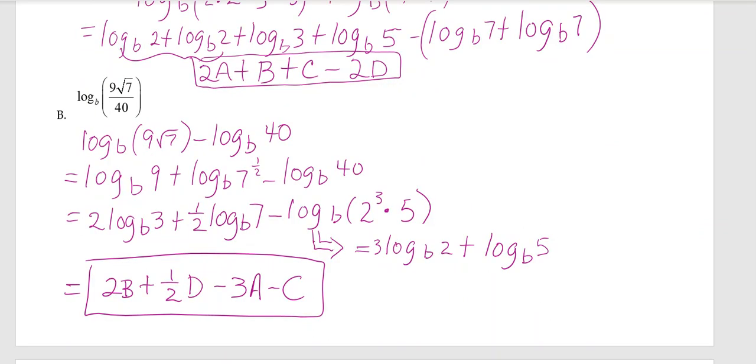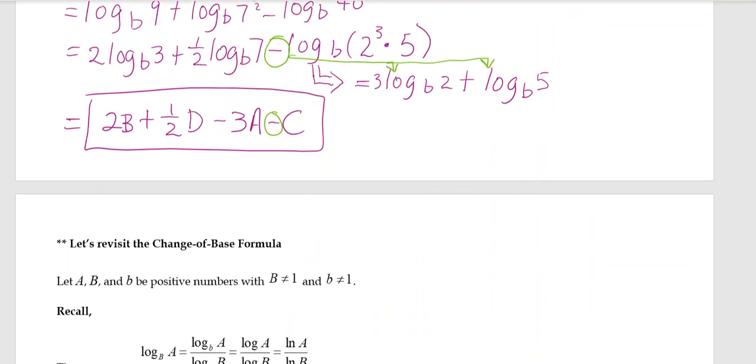Okay, let's see how we did. First, I divided up the quotient into a difference of the logs, and then I divided this up into the sum of the logs because it was a product, then applied my exponent rules and all these rules, and in the end, you see I got 2b plus a half d minus 3a minus c. And you've got to remember here, guys, this negative sign has got to apply to this and to this. That's why that last sign became negative, in case you're wondering about that.